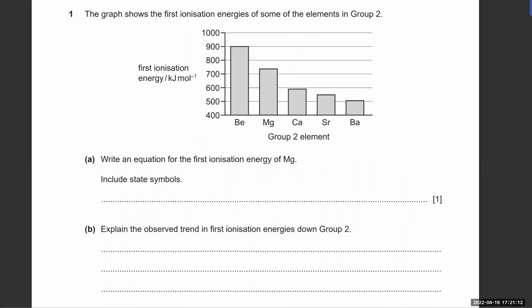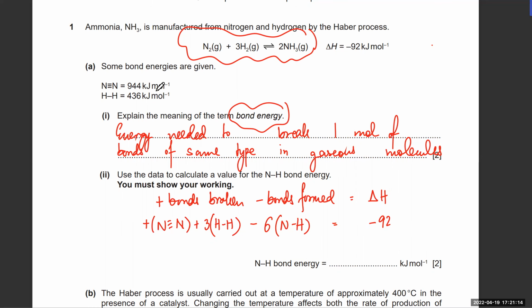Why, sir? Why would you need the data booklet? I just saw you the bond energies are given. I didn't see that. Okay, so the bond energies are given. So that's 944 plus 3 H-H, that's 436 into 3. I think we calculate, what do you get for this? The N-H bond energy is not given. It is equal to minus 92. So what do you get for N-H? Can anyone solve this?